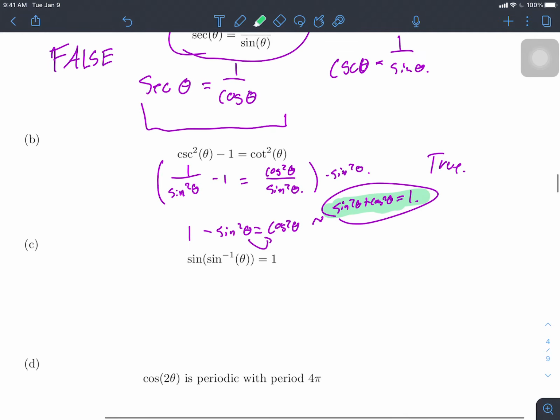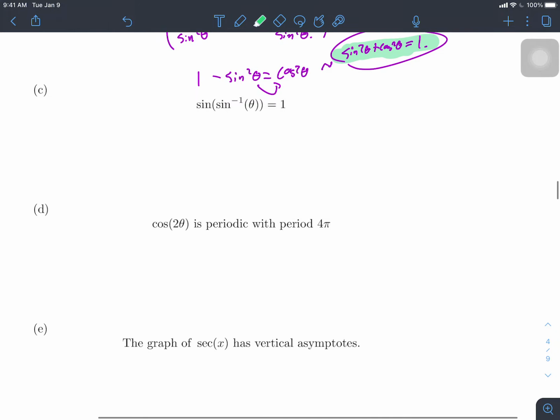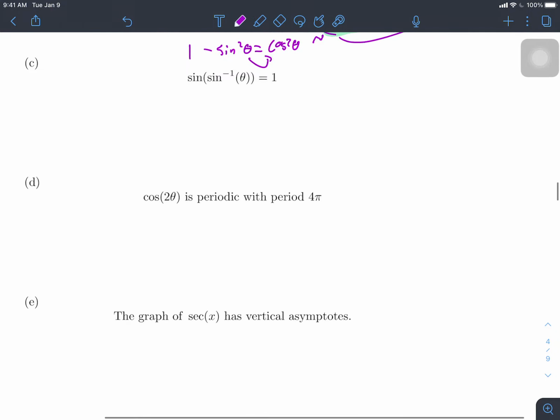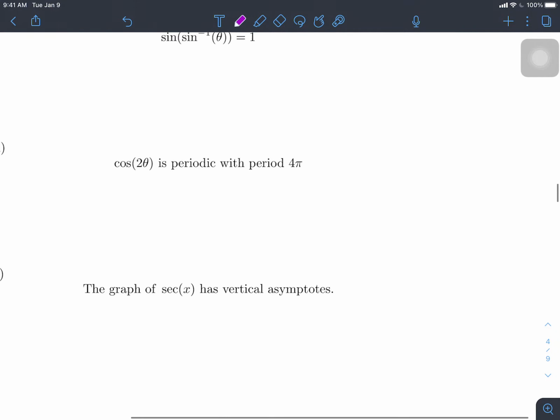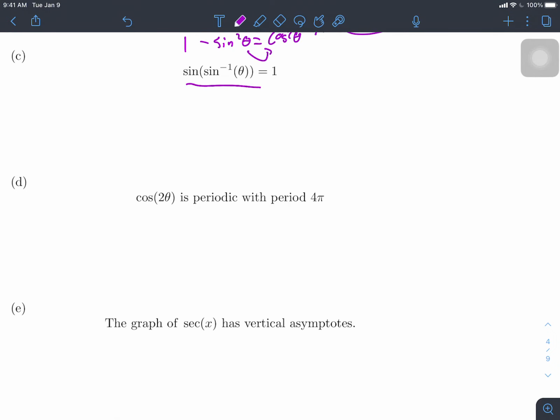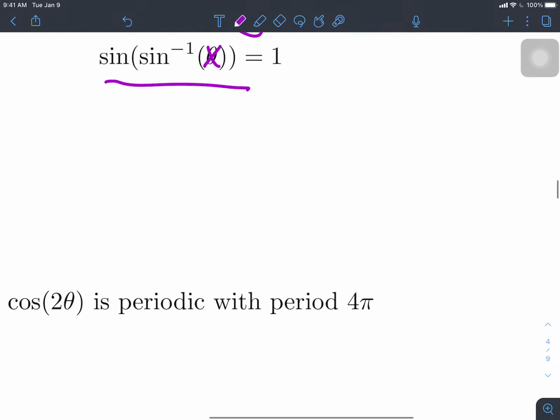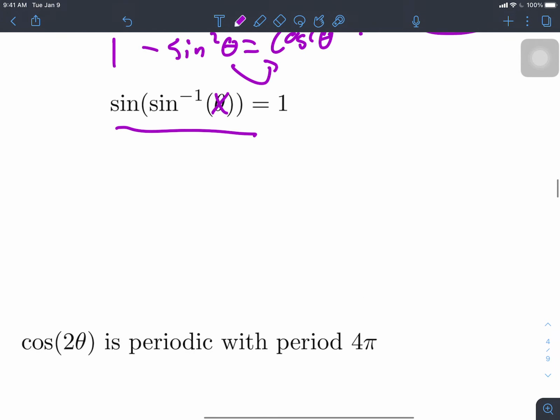So next up we have something which already kind of looks like nonsense. It says that sine inverse of theta is equal to 1. Well, first of all, this should probably be an x, not a theta. I did that later on too. So why don't we put x?